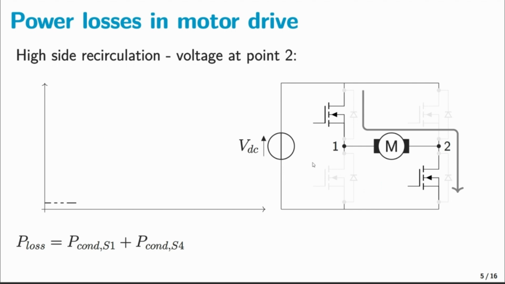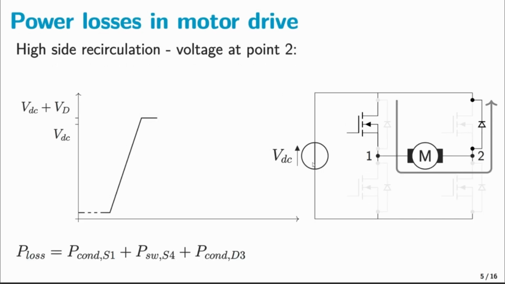To calculate the losses, we consider high side recirculation in half bridge 1 as an example. The arrow in the figure on the right shows the current flow. The figure on the left shows the voltage at point 2 in the circuit. Initially, switches S1 and S4 are conducting. In this case, conduction losses are incurred in S1 and S4. Next, switch S4 is turned off.